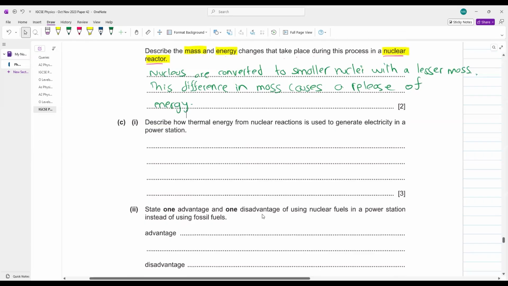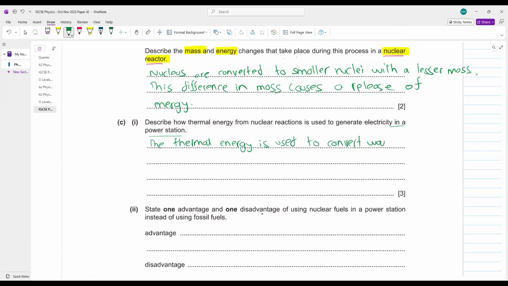Describe how thermal energy from the nuclear reaction is used to generate electricity in a power station. What will you say? The thermal energy is used to convert water into steam.